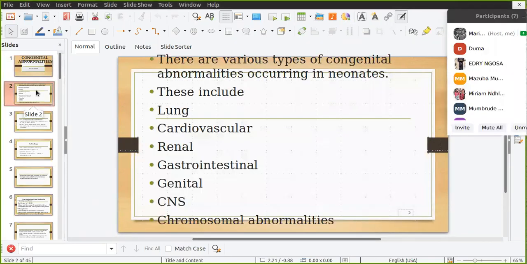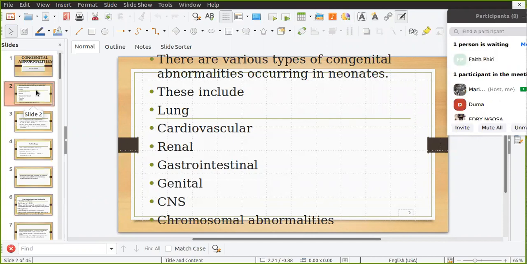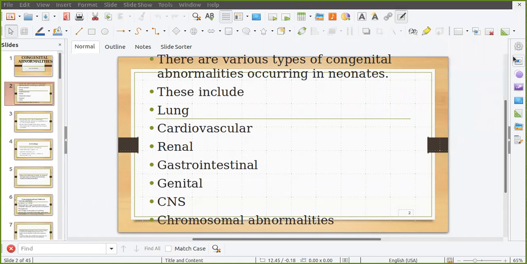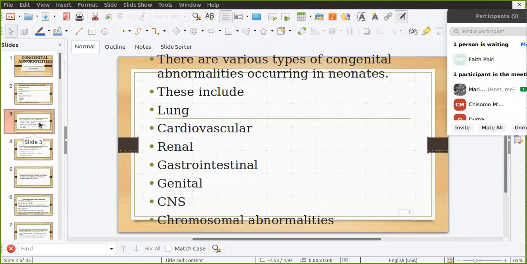Before we go into details in trying to understand what congenital abnormalities are, we should understand the various types of congenital abnormalities that occur in neonates. Among the common congenital abnormalities that are found can be under the central nervous system, which is the CNS, the gastrointestinal. It can be due to chromosomal abnormalities. It can be due to congenital abnormalities maybe of the lungs, or also they can be under the CVS, which we call the cardiovascular.